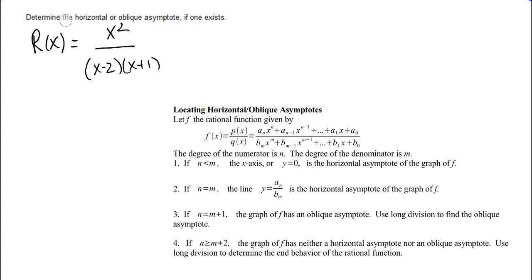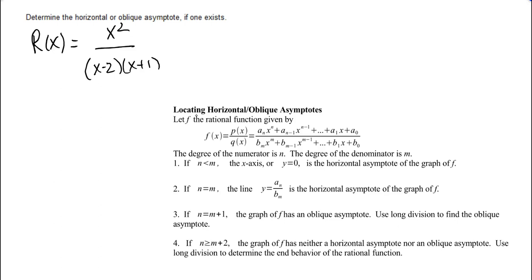In the next part, we're going to try to determine the horizontal or oblique asymptote of our function. So to find the horizontal or oblique asymptotes, we need to follow this set of rules that have been summarized for us using calculus. So the rules use the degree of the numerator and the degree of the denominator, and it compares the degree of the numerator with the degree of denominator in these different cases.